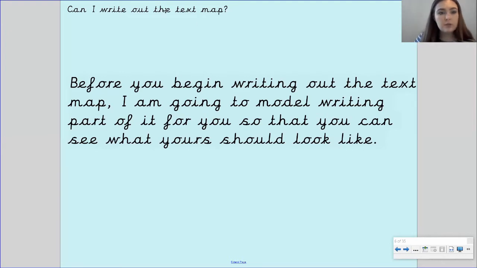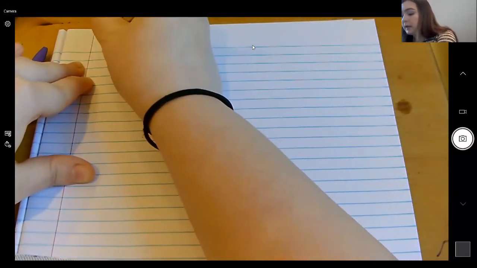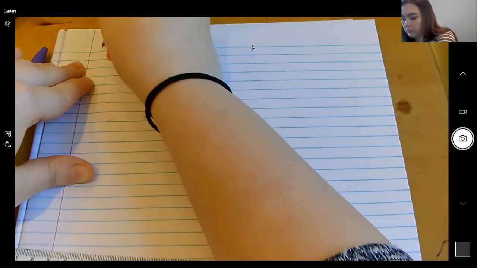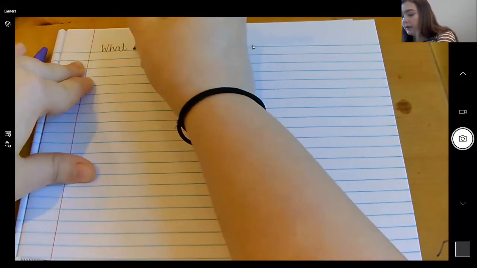So I'm just going to share my screen with you, my book. And the first thing we're going to do is start off by writing our title. Now, our title is What Changes Happened from the Stone Age to the Iron Age? So at the very top here, on that top line there, you're going to need to write the title. Remember, you need neat, cursive handwriting.